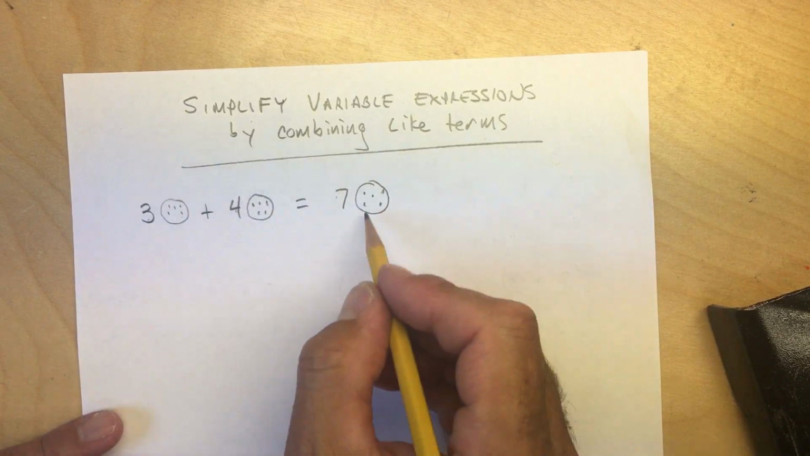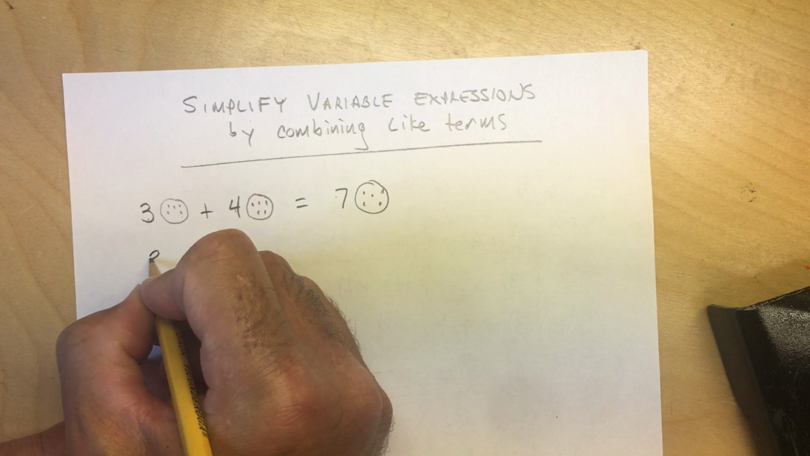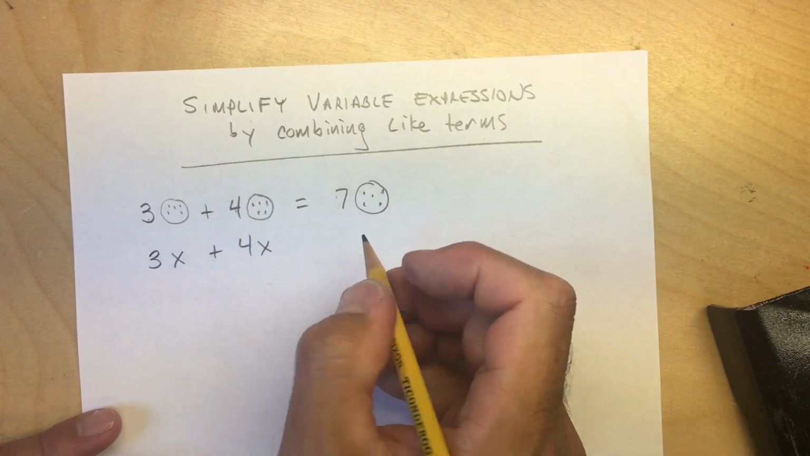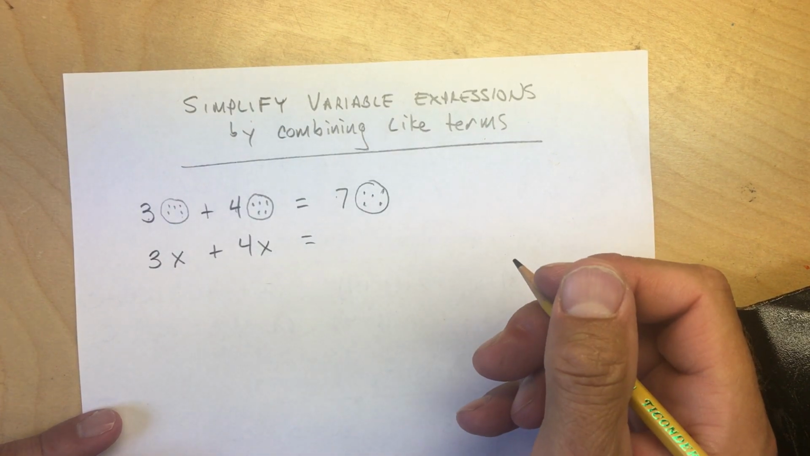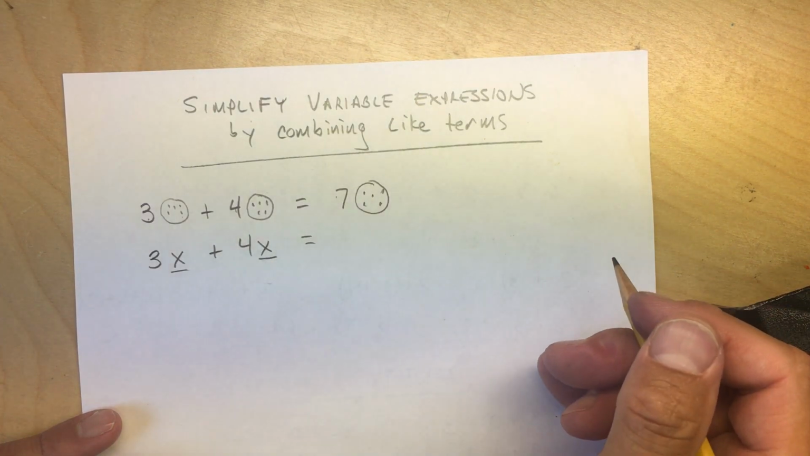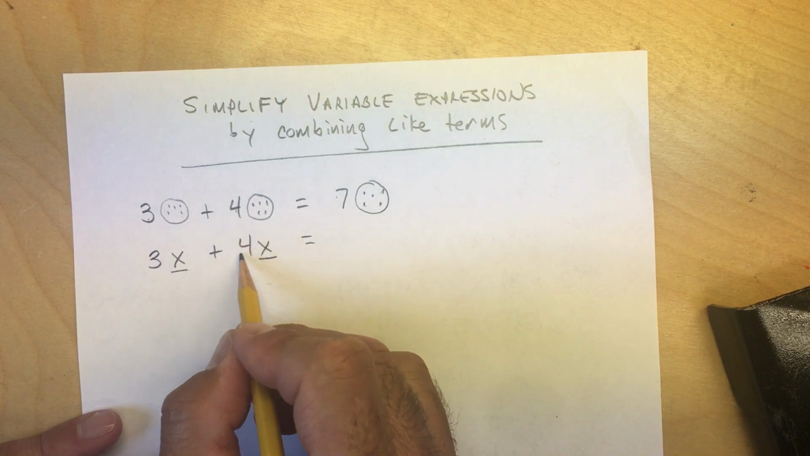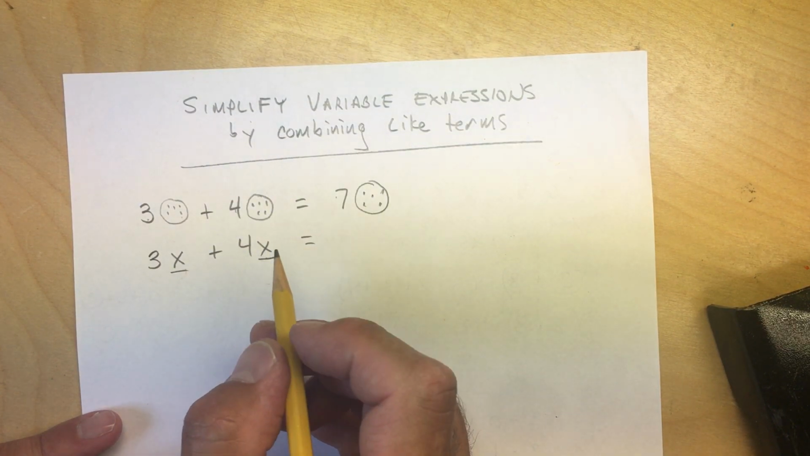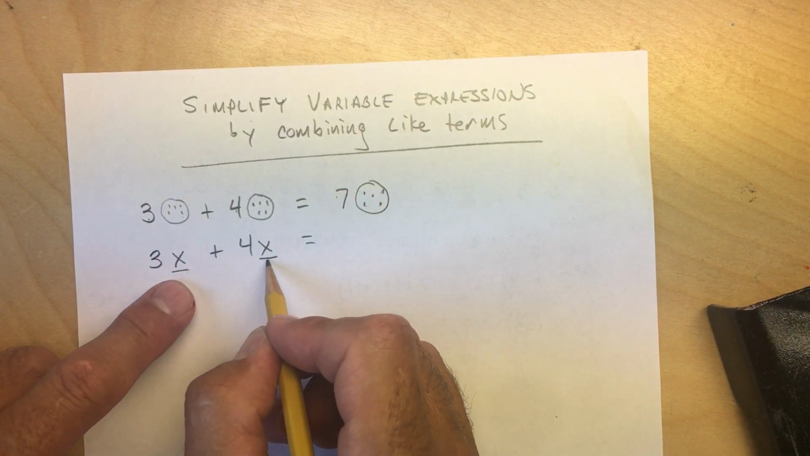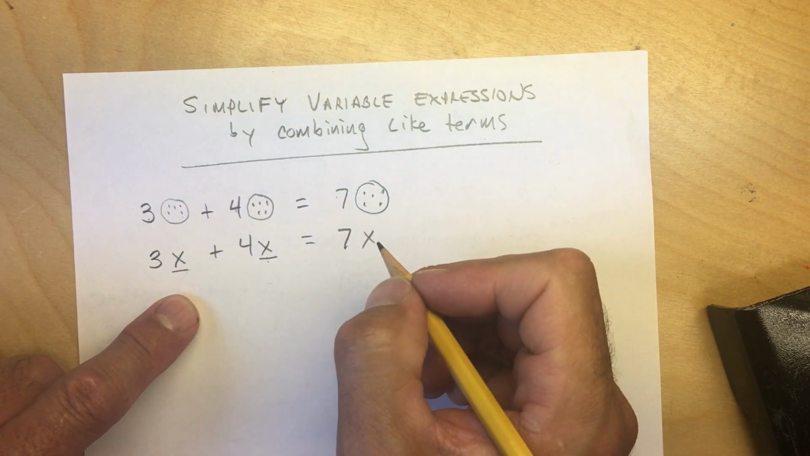We could apply the same concept to algebra. Let's say that we had 3 x's and we had 4 x's and we wanted to find out how many we have altogether. Well, these are the variables and they are alike. So we say this term and this term are like terms. And then we add the coefficients. How many total x's do we have? 3 plus 4 is 7.